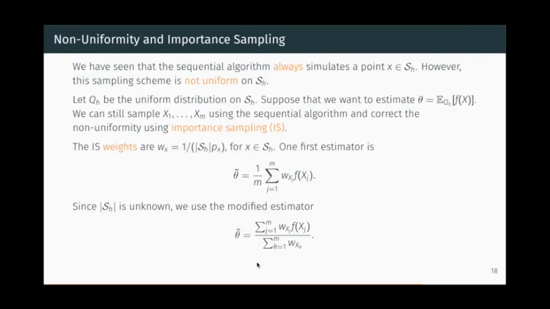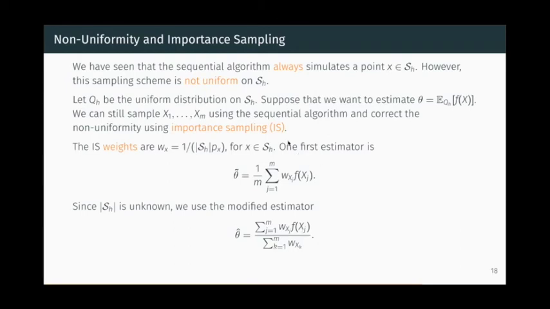So now the sequential algorithm looks great, since we can now always sample from S of h, but there is a cost to pay. And the cost is that we're losing uniformity. So the points that are sampled using the sequential algorithm will not be, in general, uniform on the target set. However, if we're interested in estimating quantities using the uniform distribution, we can always correct using importance sampling.